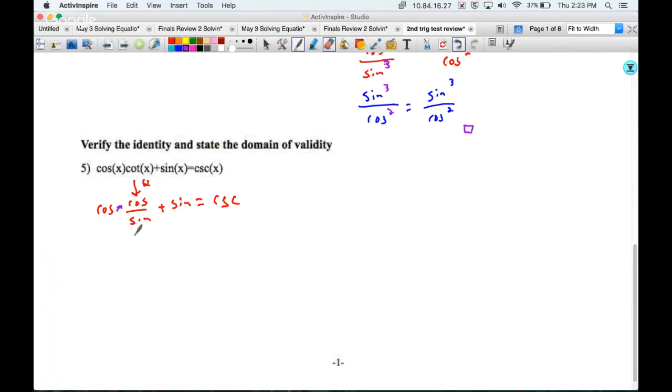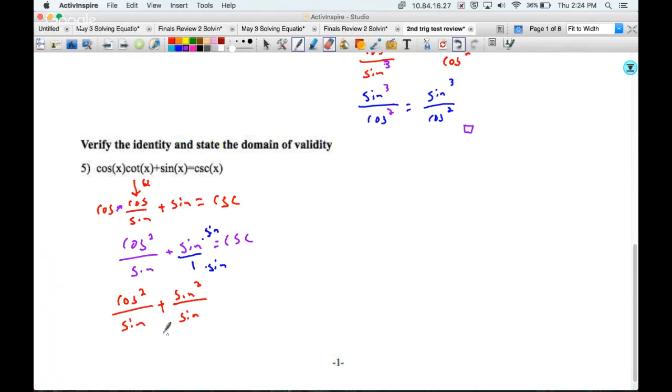This cosine is going to come on top, make it a cosine squared over sine, plus sine equals cosecant. To combine these, I need to get a common denominator. You can think of this as a sine over 1. So to get the denominators to match, I need to multiply it by sine over sine, so they both have a sine on the bottom. Now I've got cosine squared over sine plus sine squared over sine.